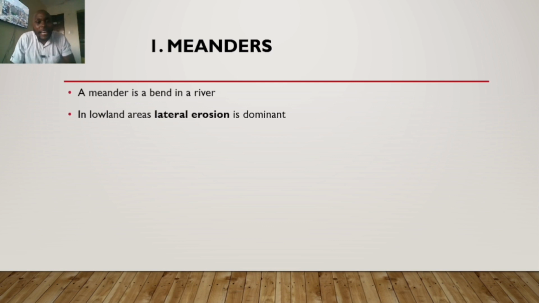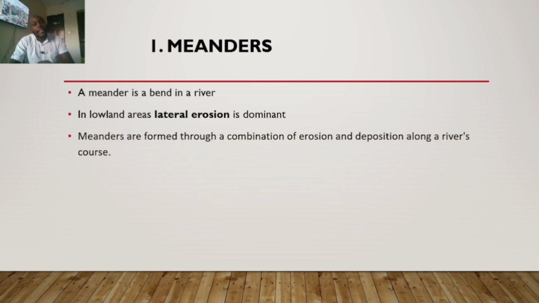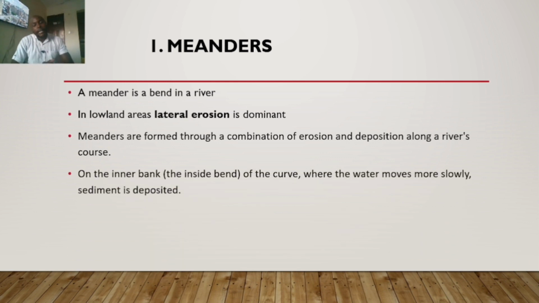Now, in lowland areas, lateral erosion is dominant. Remember, I talked about in upland areas, vertical erosion, which deepens the river, is dominant. But in lowland areas, lateral erosion is dominant. Meanders are formed through a combination of erosion and deposition along a river's course. And remember, you're talking about lateral, I mean sideways. So what happens? When there's a bend, just a small bend, we have the inner side of the bend, and then we have the outer side of the bend.